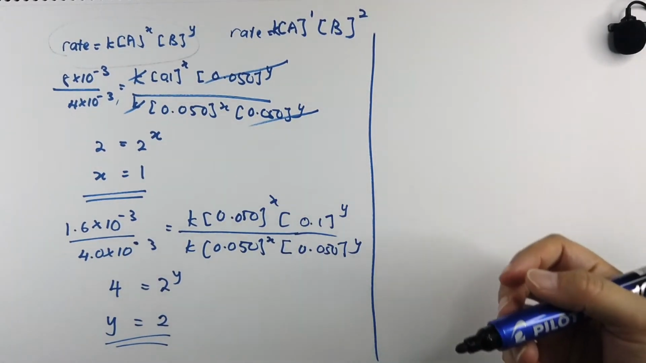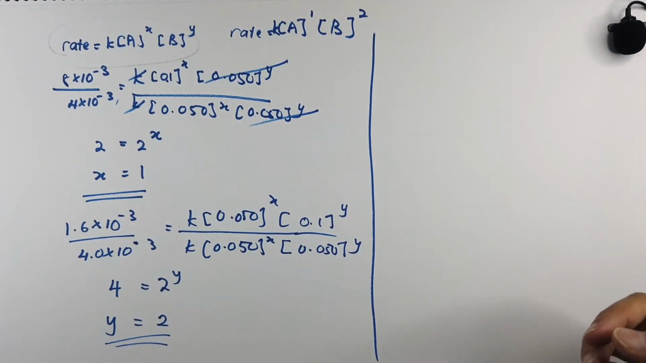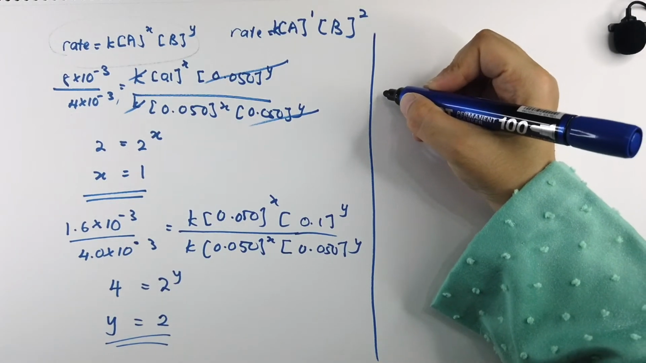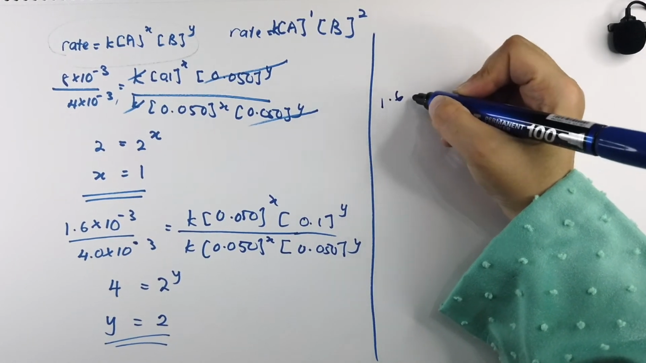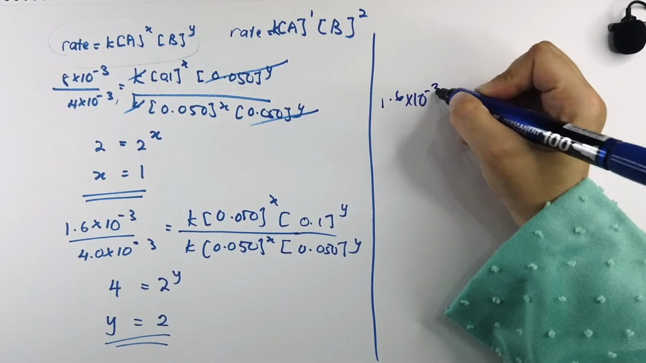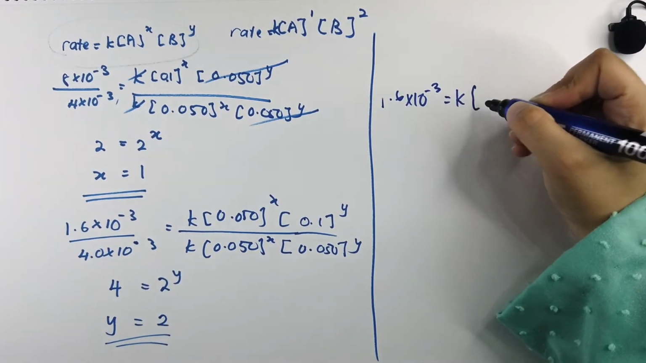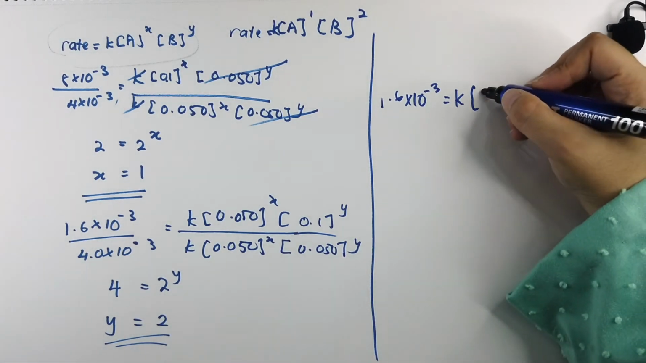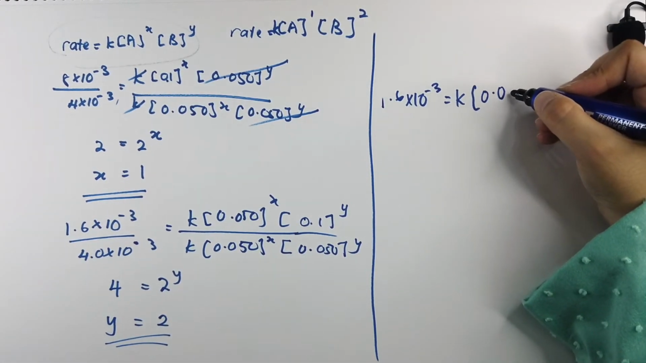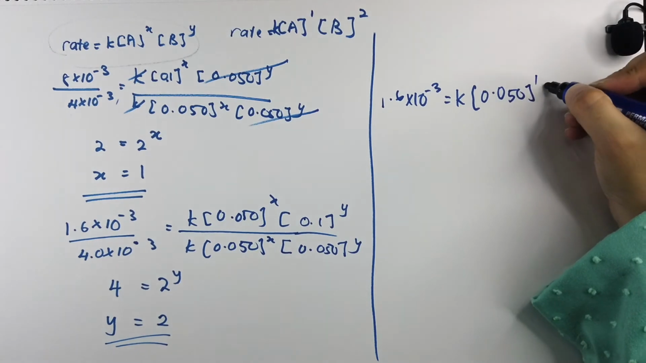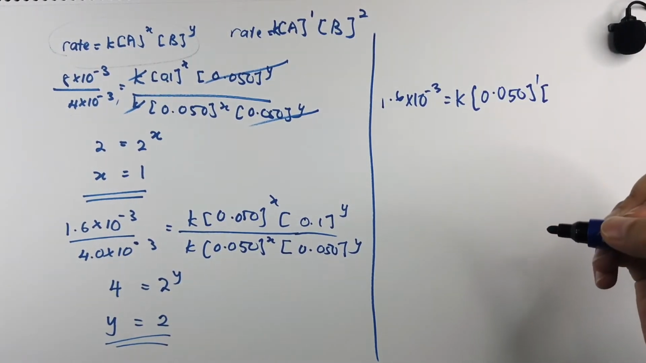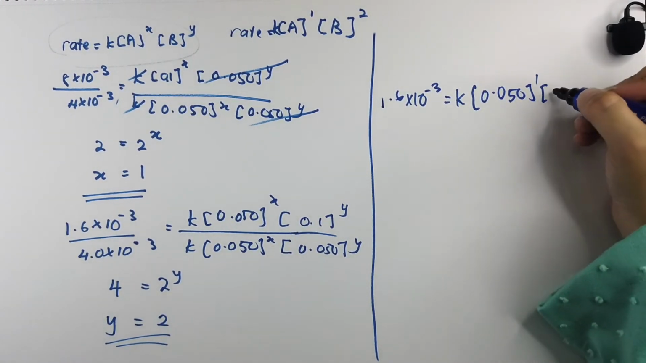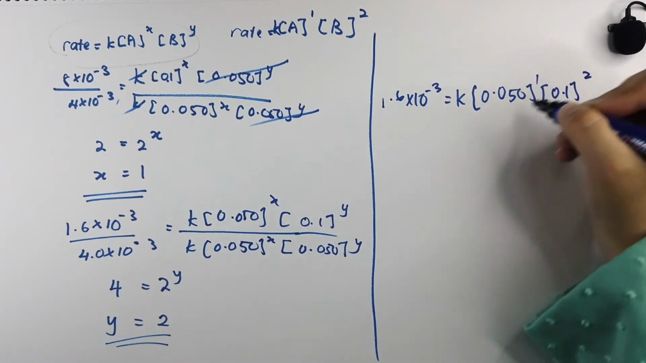So for me, I'm going to choose the third one. So my rate will be 1.6 times 10 to the power of negative 3 is equivalent to K, and then the concentration of A is equivalent to 0.050 to the power of 1, and the concentration of B is equivalent to 0.1 to the power of 2.